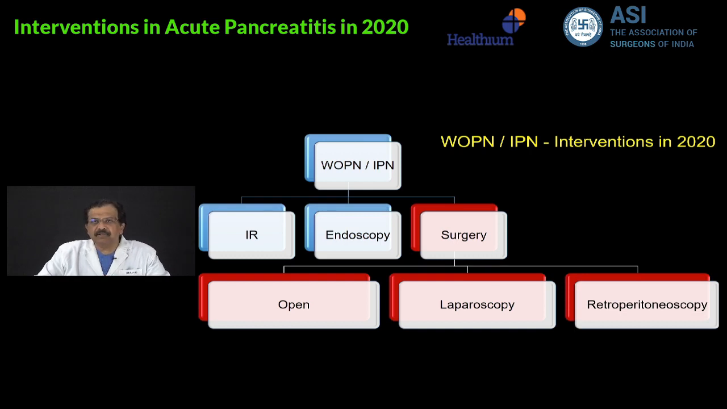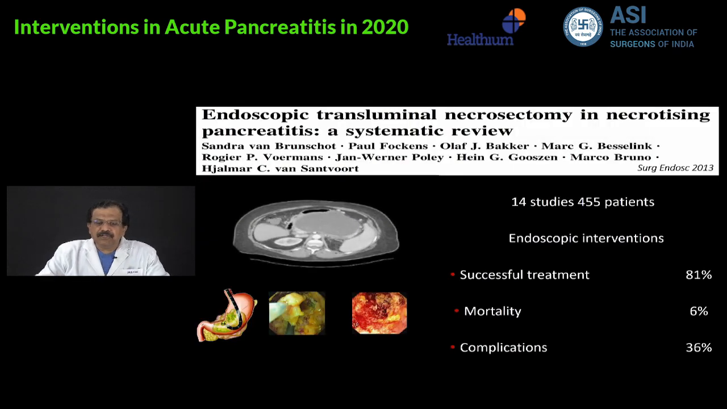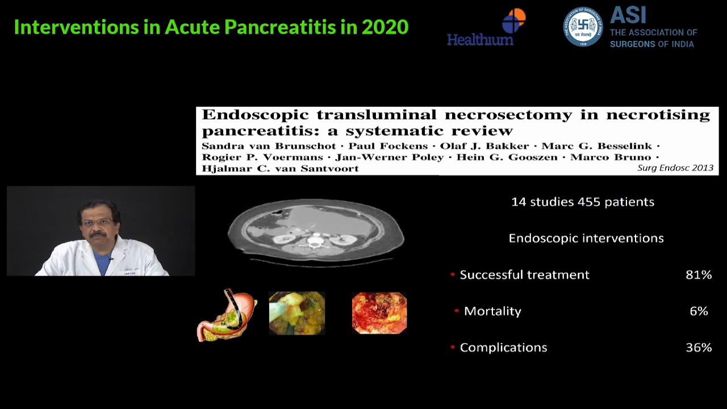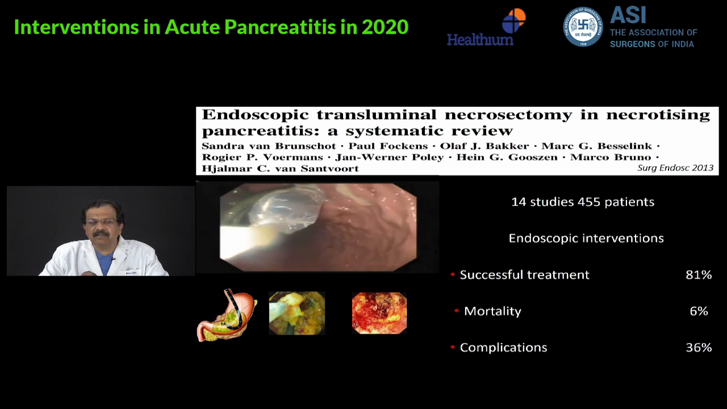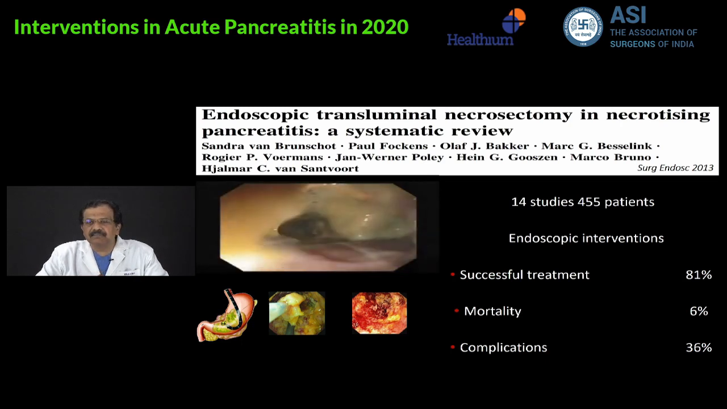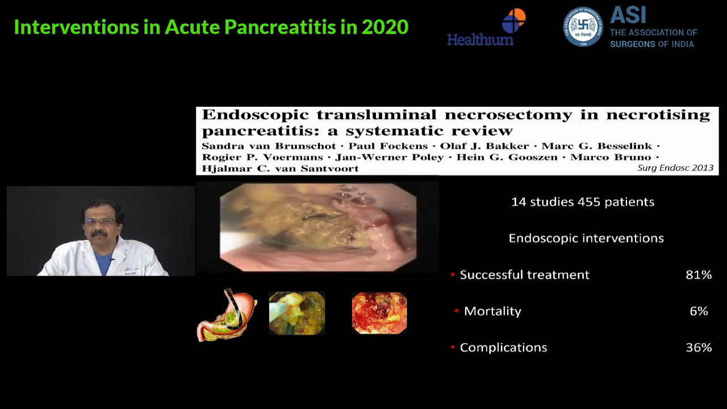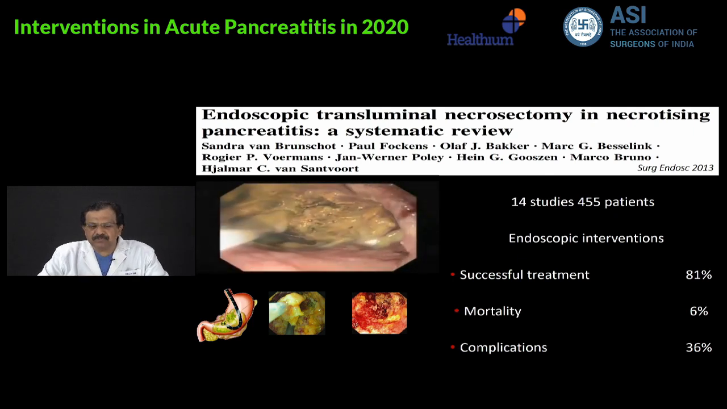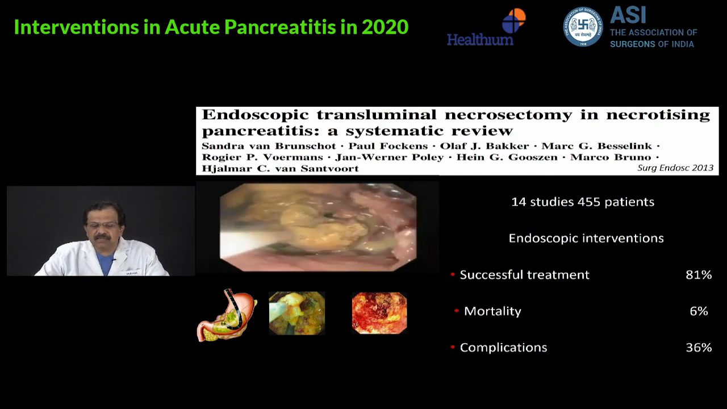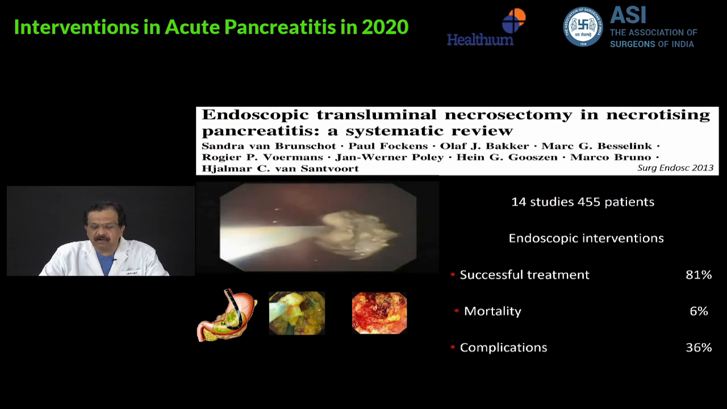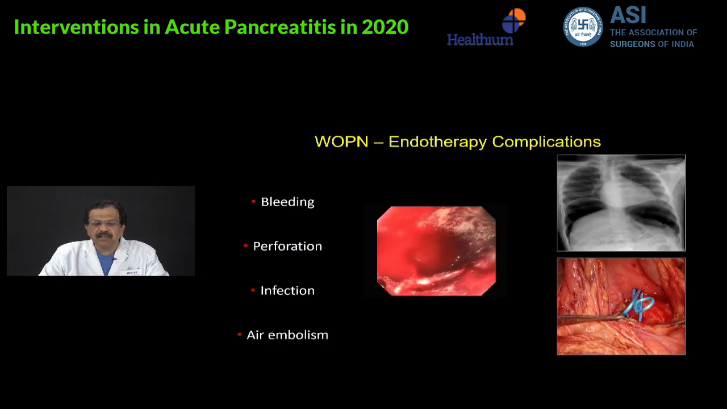Let us see all these interventions that we do in 2020 and see the pros and cons of each of these interventions and see what are the best practices that can be followed in 2020. Now initially endoscopy, it used to be a direct endoscopic necrosectomy. They used to dilate between the gastric wall and the walled-off necrosis, and subsequently do a necrosectomy. Now this unfortunately had a significant 6% mortality and a lot of complications associated with it.